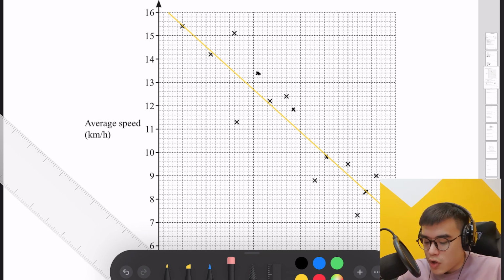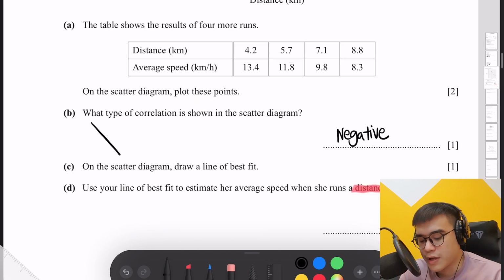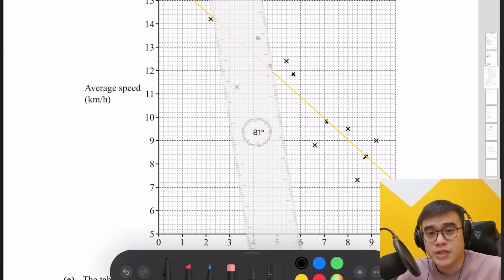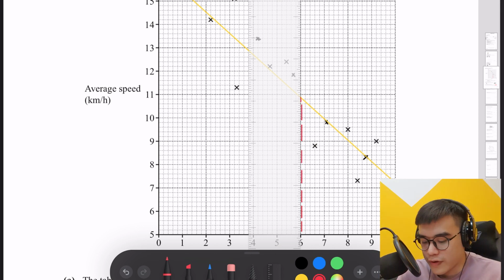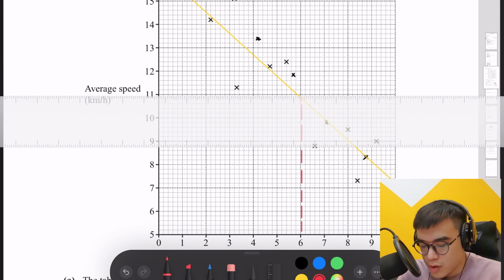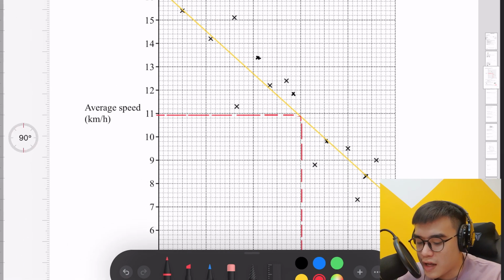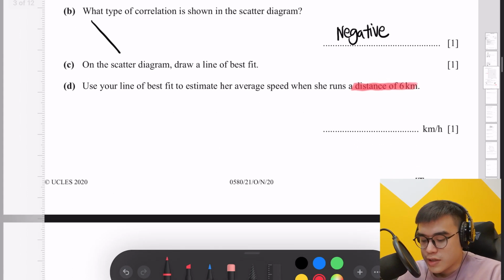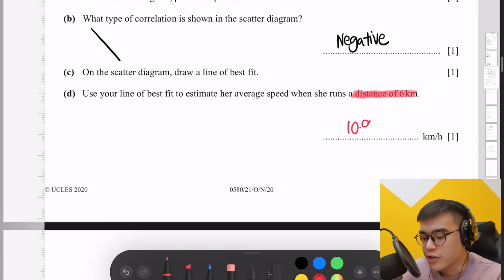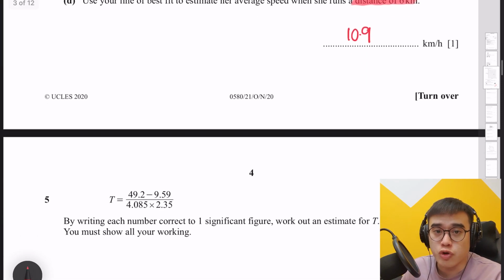Based on your graph, your D will also be different, because from 6 centimeters, when you trace it up, I'm using a line over here to show you. The value is somewhere around 10.9. So when it is 6 kilometers, the average speed was 10.9 based on the line of best fit that I've drawn.